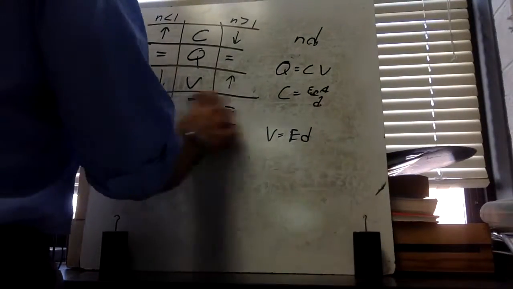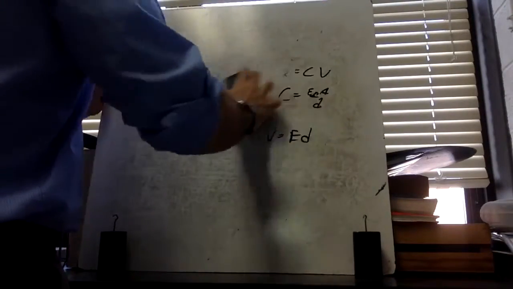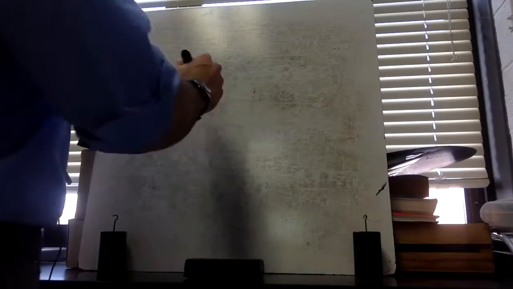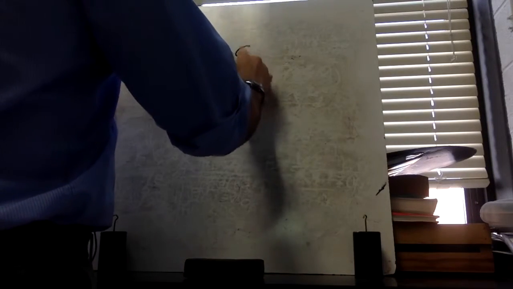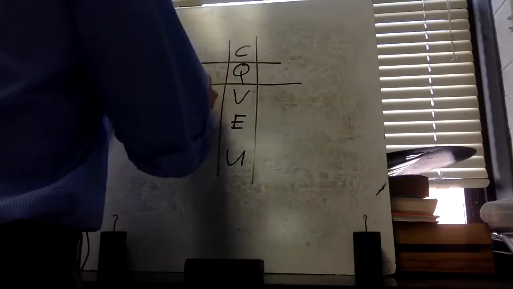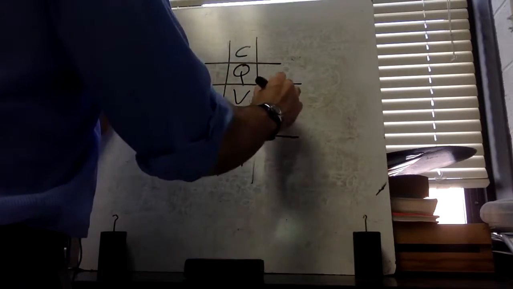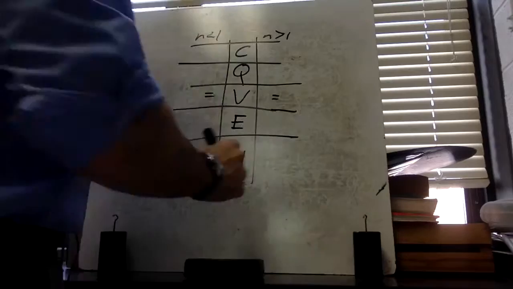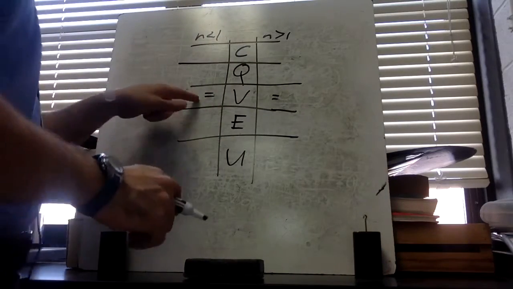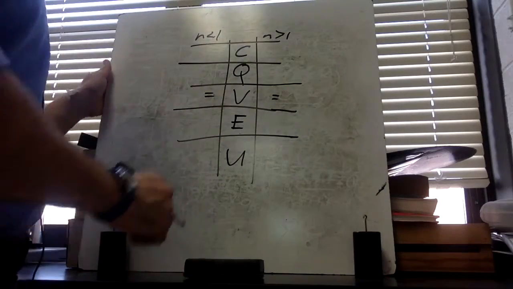Okay, so that's what happens in that case. Let's take a look now at the other one. So now we're taking a capacitor and we're doing the same thing, except that in this case it remains connected to the voltage source. Since it remains connected to the voltage source, that means that the voltage will be staying the same.